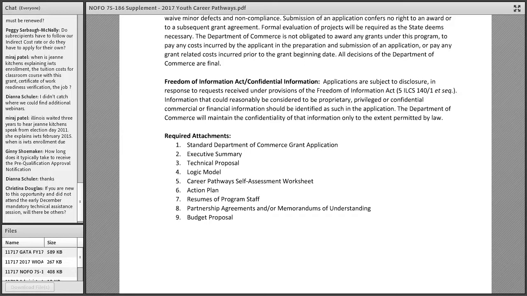FOIA, typically applications are a matter of public record, and if there's something that you want excluded and you have a reason that we can exclude that under the Freedom of Information Act, we can do that, but you've got to mark it appropriately, and we'll work with you to do that. So for this application, and Chelsea, if we can switch back to the presentation, that'd be great.